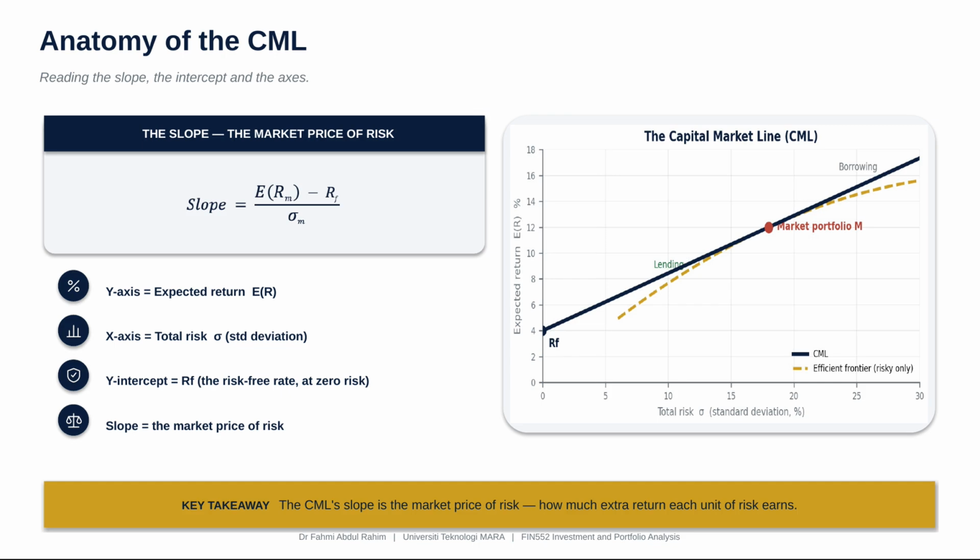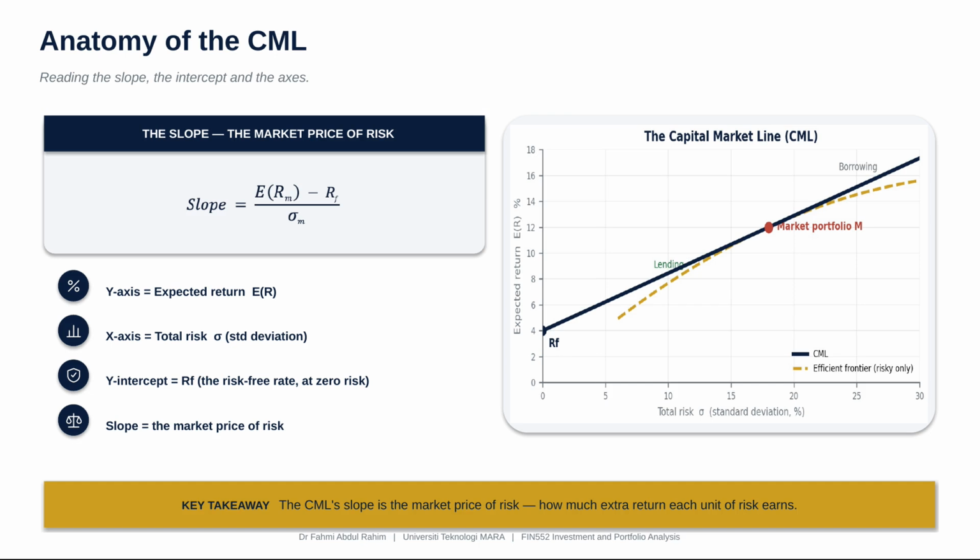The slope formula, on the left, is the market return minus the risk-free rate, all divided by the market standard deviation, sigma m. This slope has a beautiful name, the market price of risk. It tells you exactly how much extra return you earn for each additional unit of risk you take on. A steep CML means risk is well rewarded. A shallow one means it is not.